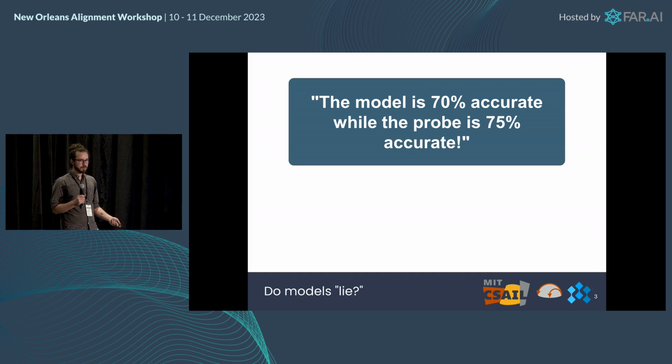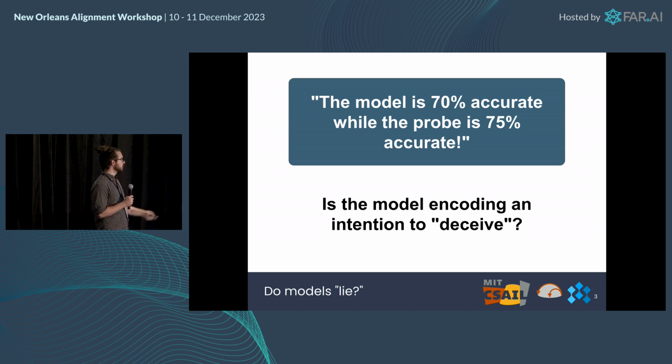So what's going on here? What's making up this discrepancy? One type of interpretation you might make based on this result is that there's a subset of examples, maybe 5% or so in this case, in which the model has some hidden latent knowledge inside of it as to what the truth is, but it's saying something false anyway. And the probe is perhaps making up the difference. So the interpretation that we want to put on trial is that the model here is encoding some sort of latent intention to deceive. Is this the case?